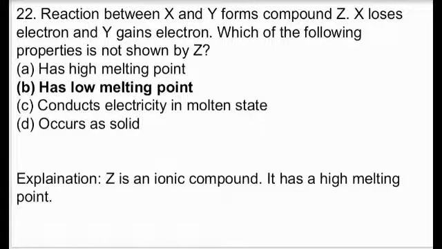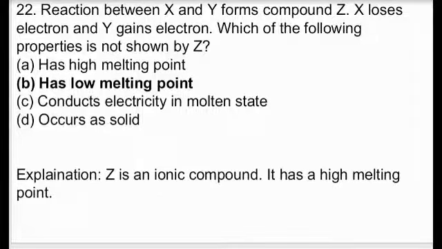Question 22. Reaction between X and Y forms compound Z. X loses electron and Y gains electron. Which of the following property is not shown by Z? Options are has high melting point, has low melting point, conducts electricity in molten state, occurs as solid. The correct option is B, has low melting point. The explanation is, Z being an ionic compound, it will have a high melting point. It is going to be a good conductor of electricity in molten state, plus it is going to be solid.